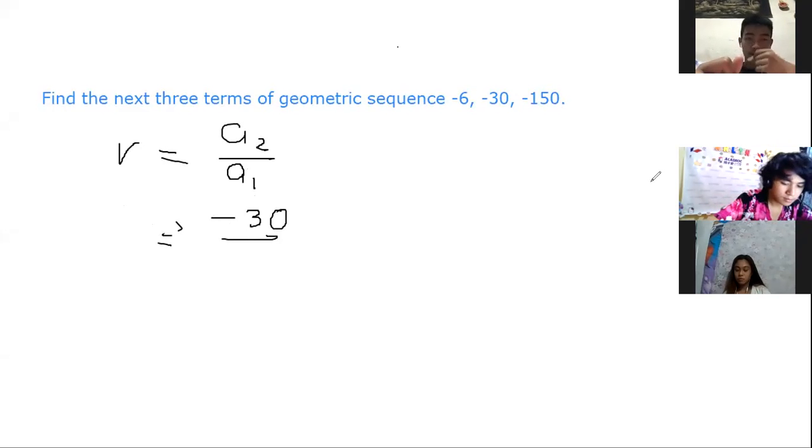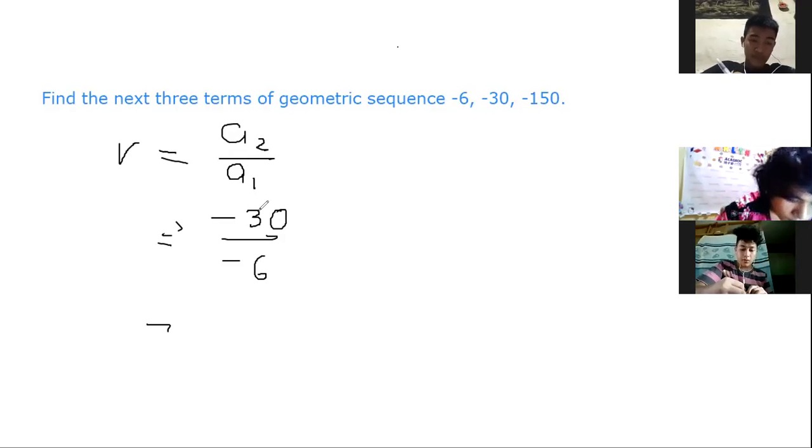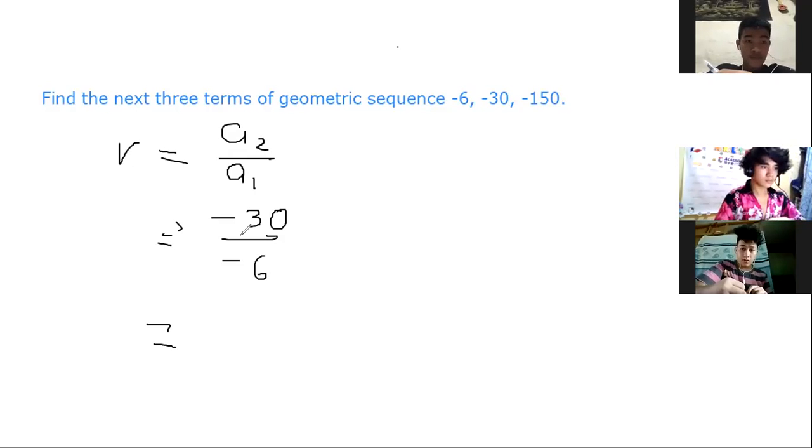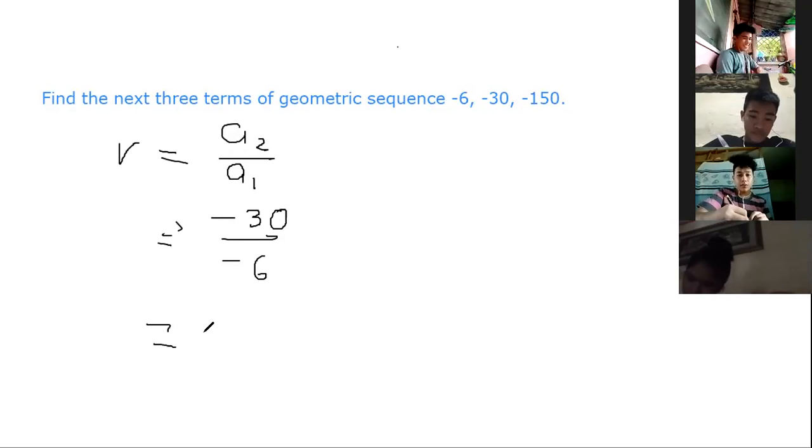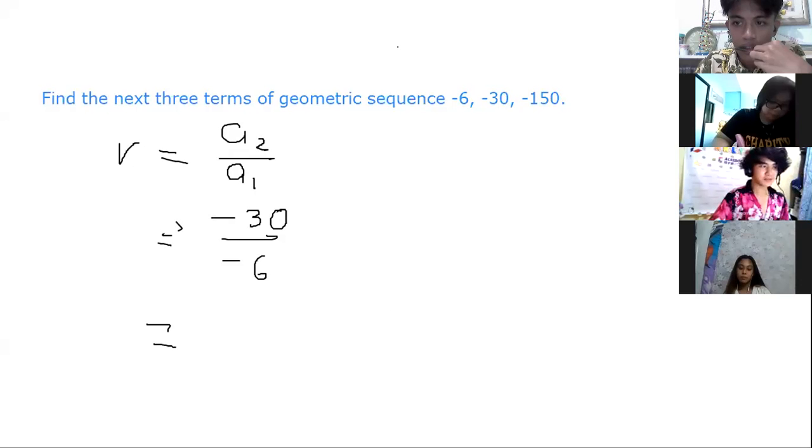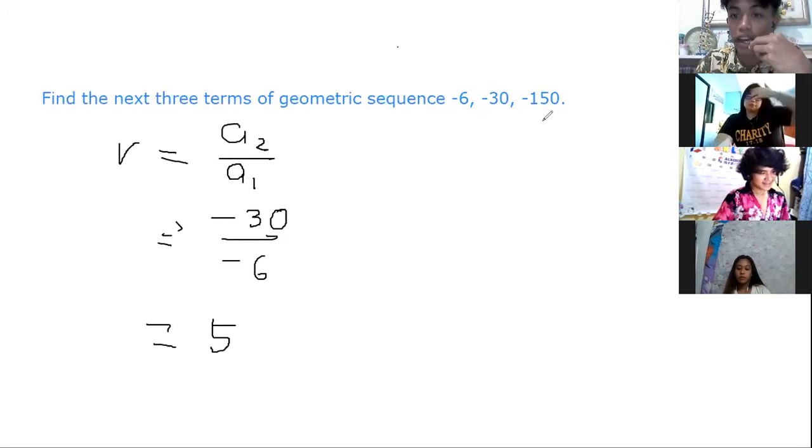Negative 6. Very good. Negative 6. Okay po. Equal. Okay. What is negative 30 divided by negative 6? Ha? What is negative divided by negative? Ano? Pares lang ba yung sa times? Positive. Opo, positive. 30 divided by 6 is what? Okay, so what is the answer? Positive 5. Okay na? Now, move na tayo doon sa paghahanap ng ating next 3 terms.